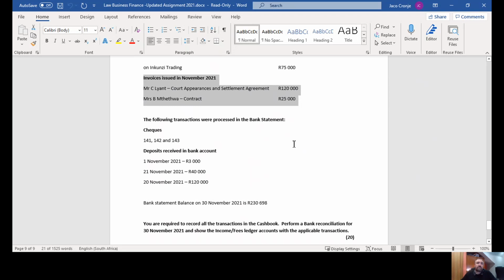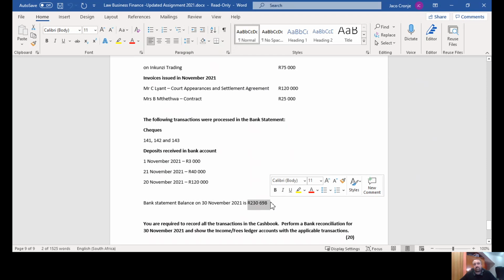Okay, now they get to the point where they say these transactions were processed in the bank statement checks. So now you can go and scratch out all the checks that you see there and scratch out all the deposits that you see here. Whichever checks you have in your cash book that is not ticked off will have to appear on your bank recon. Whichever receipts you have now not ticked off after you see them on the bank statement here, those ones must carry over onto your bank recon. And then finally, they tell us our bank statement balance for November is that amount. Okay, so there's already another bonus mark there.